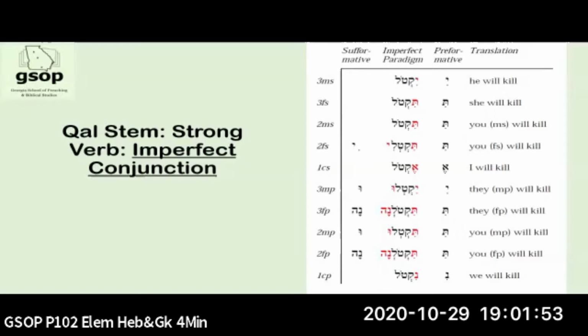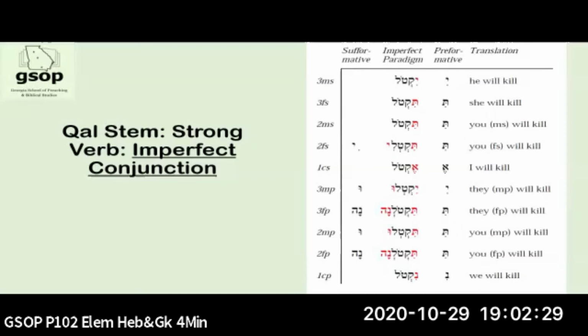And as a matter of fact, my next chart I think is going to show that. The exact same thing, tiktol, and tiktol is going to be either a third feminine singular or a second masculine singular. Context is going to help you determine whether it's talking about a feminine or masculine person or thing. So it is she will kill, or second masculine, you, being masculine. So it's going to be one or the other.